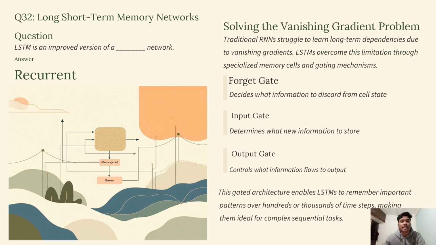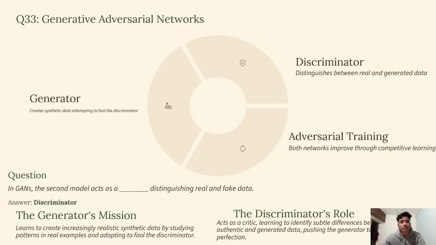Now, generative adversarial networks. In GANs, the second model acts as a discriminator, distinguishing real and fake data. The generator creates fake data and the discriminator tries to detect whether it's real or fake. This competition makes both models strong, leading to very realistic image and audio generation.